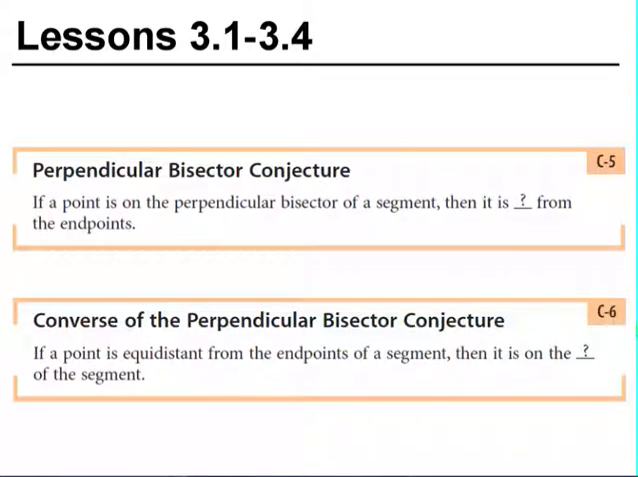About some conjectures, and then we're going to finish with a few problems, and then you're going to have time to work on your homework. So first of all, if a point is on the perpendicular bisector of a segment, then it is blank from the endpoints. So think about something.